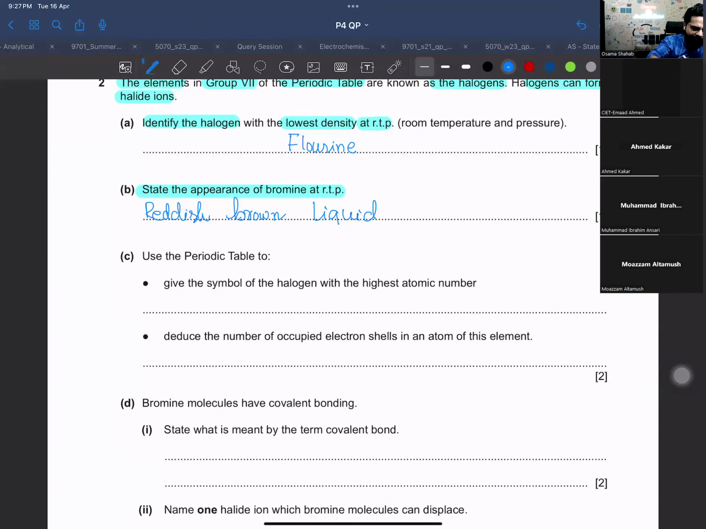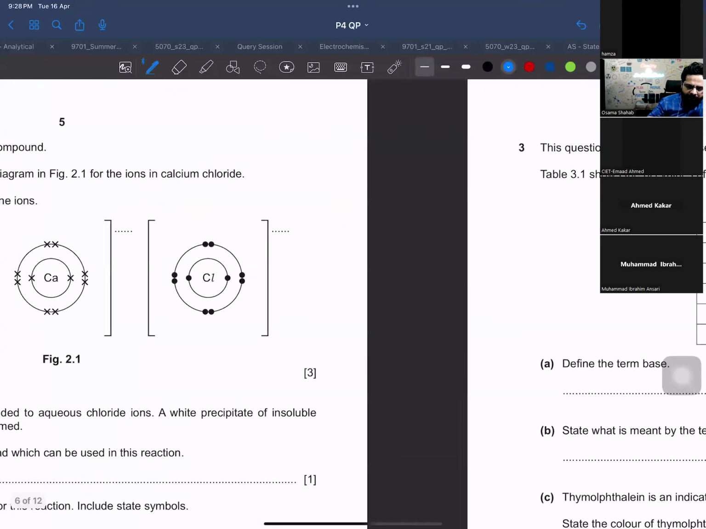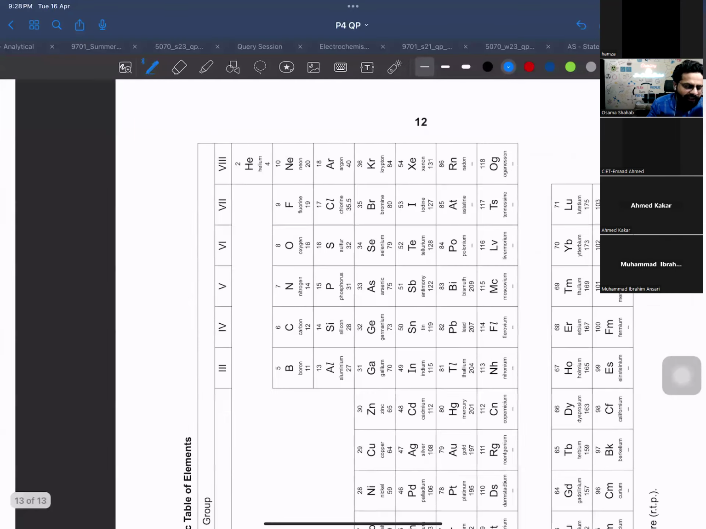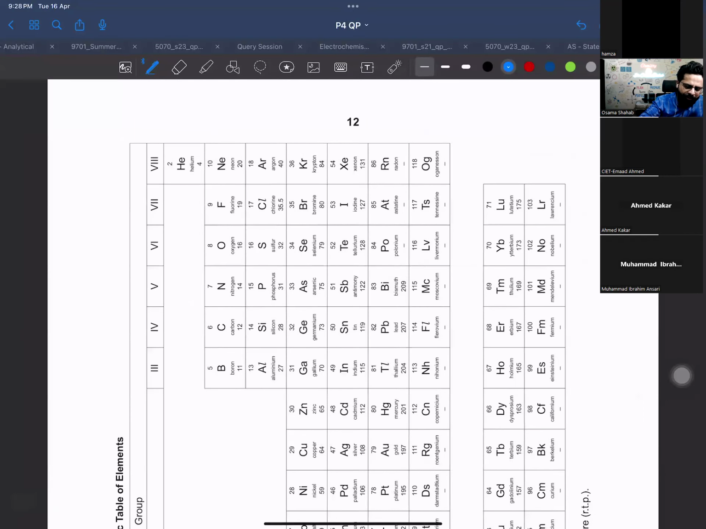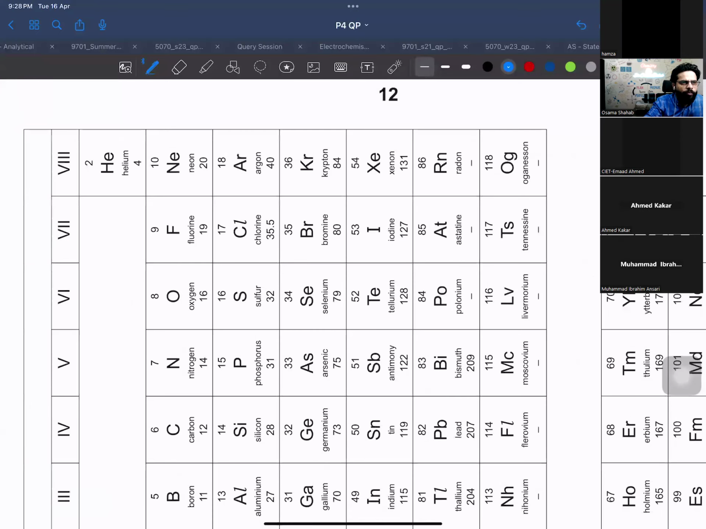All right, then the next part says use the periodic table to give the symbol of the halogen with the highest atomic number. Now, the problem is this. Many of the students are writing astatine over there, but they are not just looking at the periodic table. This is the new periodic table added to your papers. And in this paper, the last element in this group is the new element which is added over here, that is tennessine.